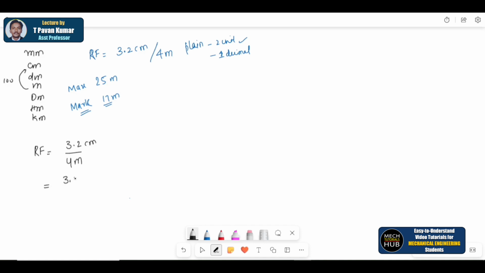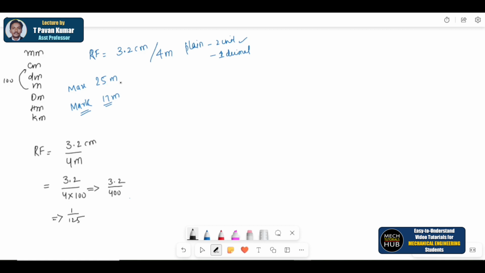Let the centimeter scale I can measure, keep it as it is. I want to convert this also into centimeters so that I can do some calculations. 4 multiplied by, if I want to convert meters to centimeters, again multiplied by 100, that is equal to 3.2 by 400. If I calculate, finally what I am going to get is 1 by 125. RF is 1 by 125.